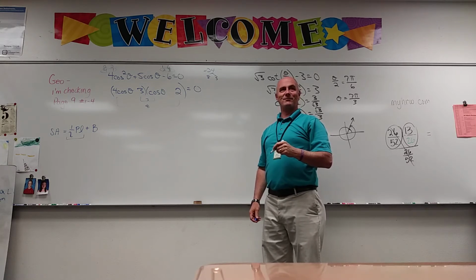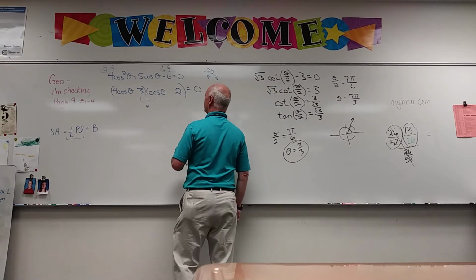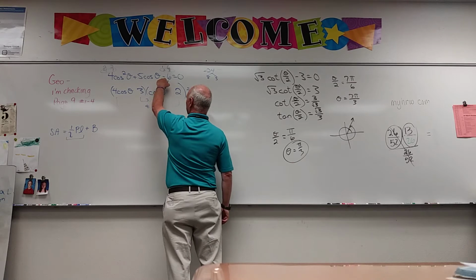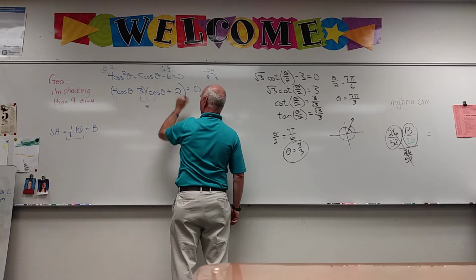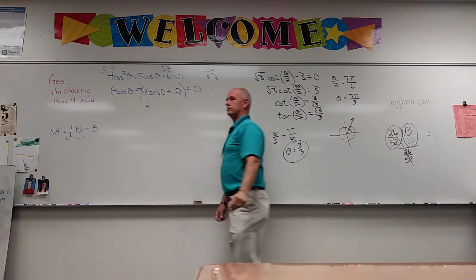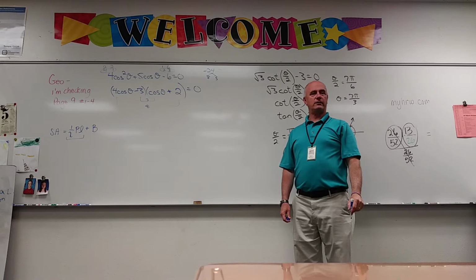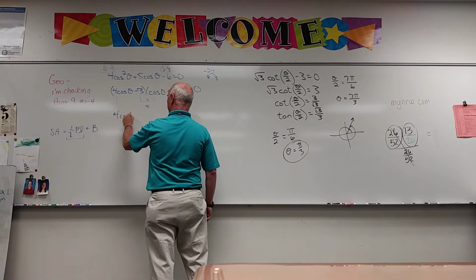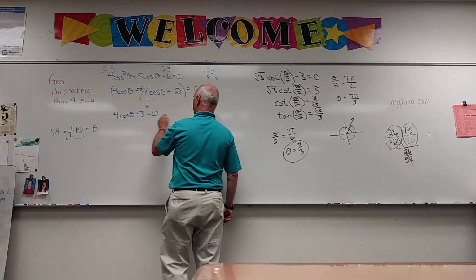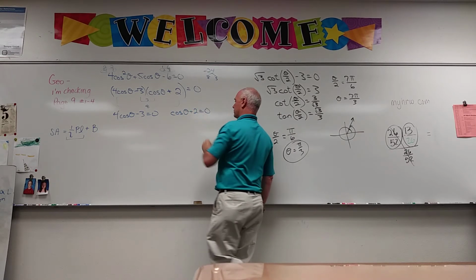Remember this, at least to some extent? Yeah. All right, tell me about signs. Yeah, they're different signs, and it has to be a positive 5, so to get a positive 5, we better put a plus there and a minus there. Okay, factoring is done. Now what? Set them both equal to 0. So 4 cosine of theta minus 3 equals 0, and cosine of theta plus 2 equals 0.